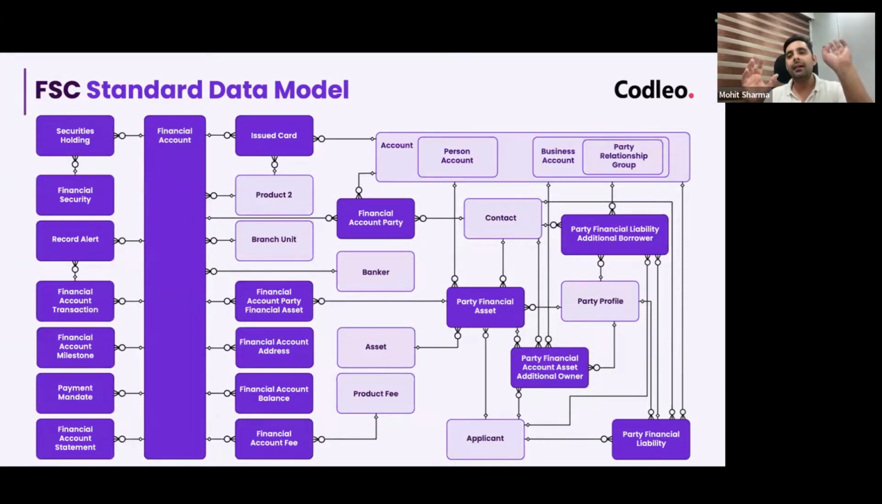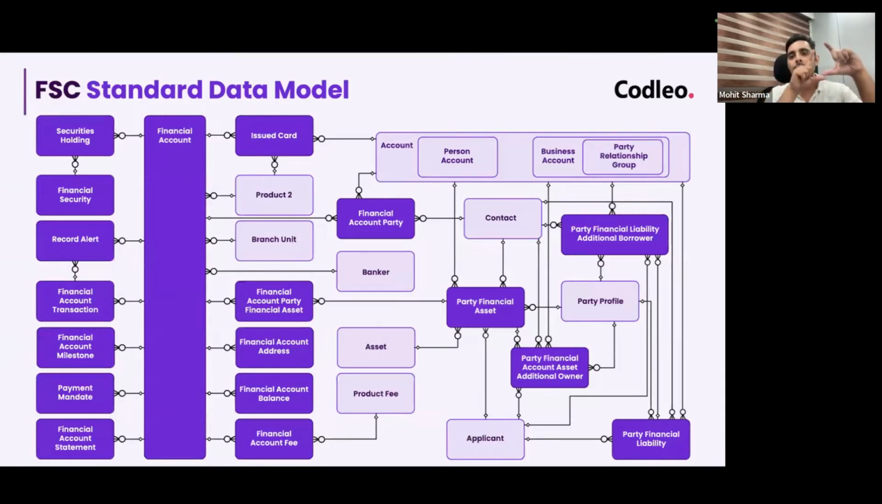On the right-hand side, we are getting deeper into it with regards to your parties, with regards to your branches, because as a banker, or as a policy holder, or as an employer or anyone, whenever you are issuing any card, whenever you are issuing any sort of policy, the branch will also be taken care of. Your account balances, your account fee, each and every transaction can also be managed within the FSC data model. So that is what we are talking about.